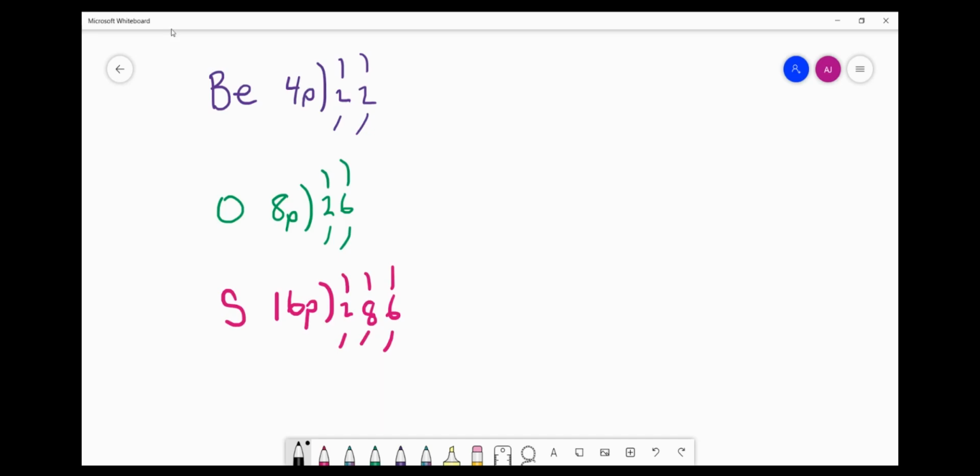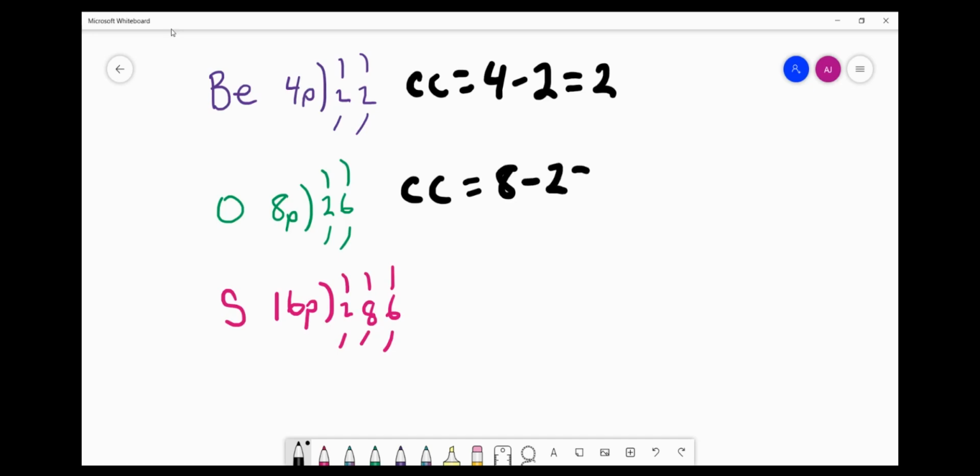Okay, so for beryllium here, we have a core charge of 4 protons, subtract 2 inner electrons, core charge of 2. Oxygen, 8 protons, 2 inner electrons, a core charge of 6. And for sulfur, 16 protons, subtract 10 inner electrons, a core charge of 6 as well.